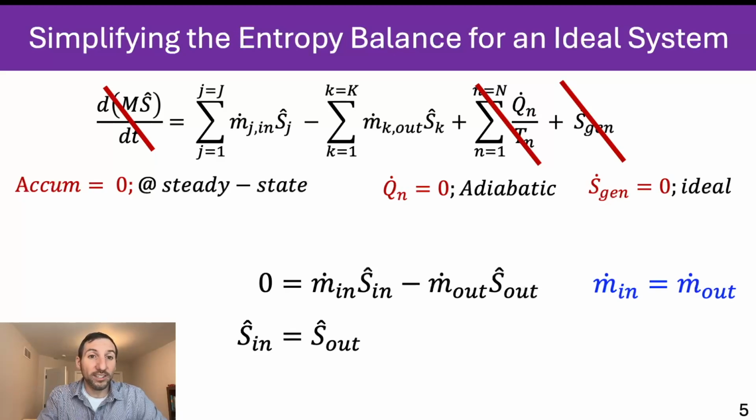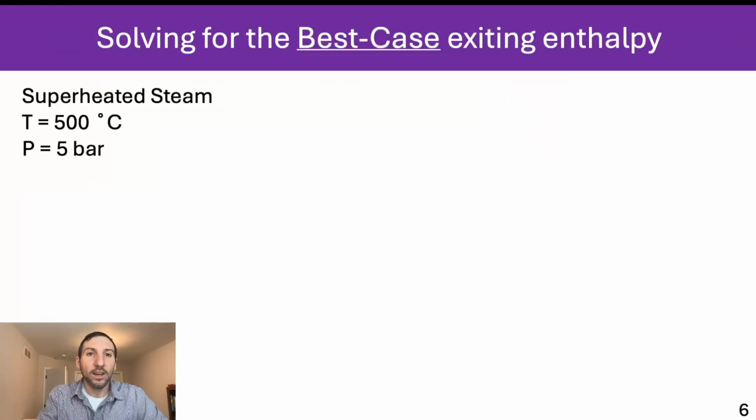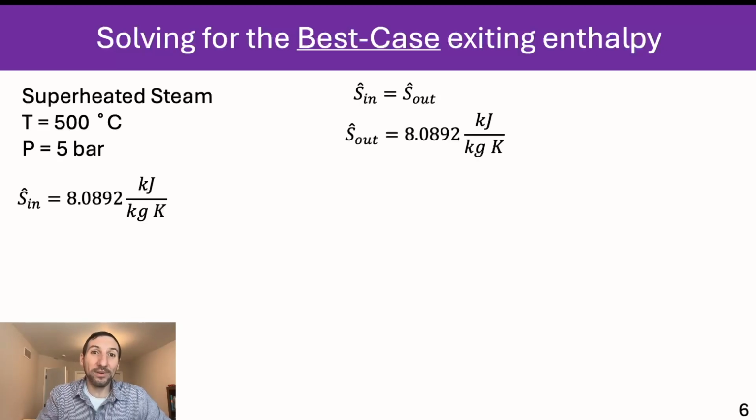So now that I know that, let's move forward and let's use some of the properties we know about our steam that's entering the system. So we know we've got superheated steam, 500 degrees Celsius, pressure is 5 bar. We can look at our steam tables to get that specific entropy. And in this case, it's 8.0892 kilojoules per kilogram Kelvin. And now that I know that, we can go back to my entropy balance, S in equals S out. And we find out, oh, S out has to be 8.0892 kilojoules per kilogram Kelvin.